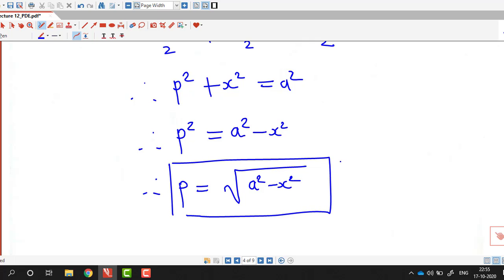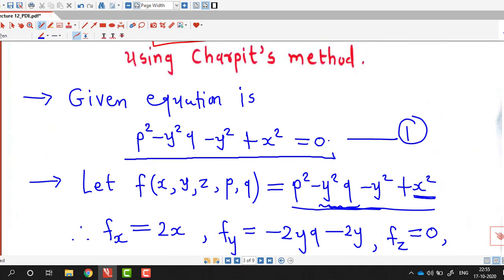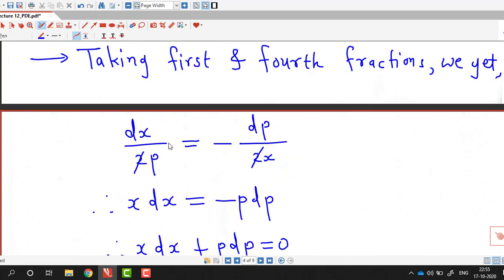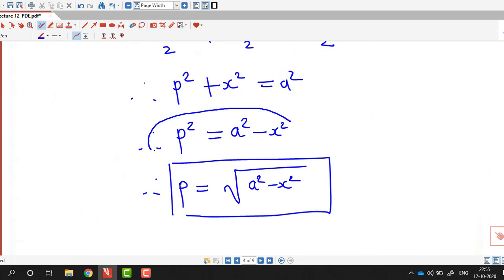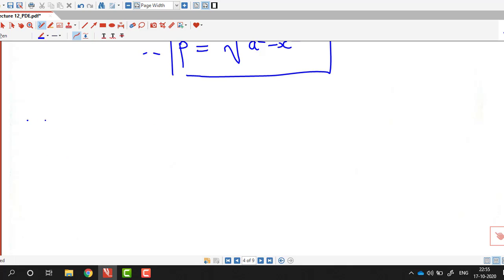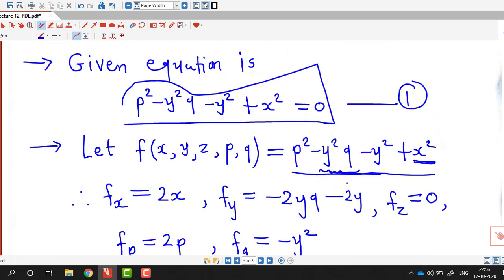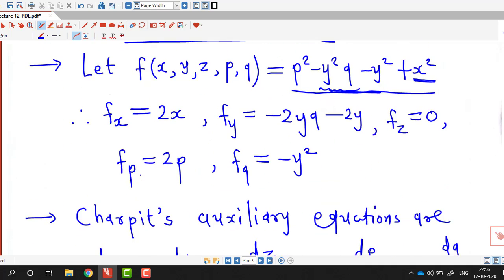Now to find out value of small q, we will substitute this value of small p into given equation. So we will substitute value of small p in this equation. Here we have p square, so it is better we directly put p square equal to a square minus x square in equation 1 to obtain value of small q. So putting p square equal to a square minus x square in given equation 1. So here we put a square minus x square minus y square q.